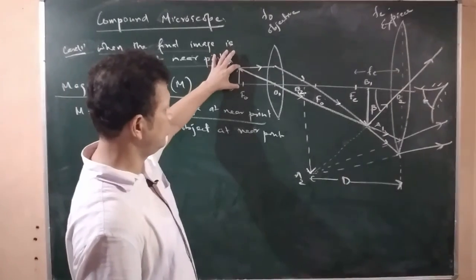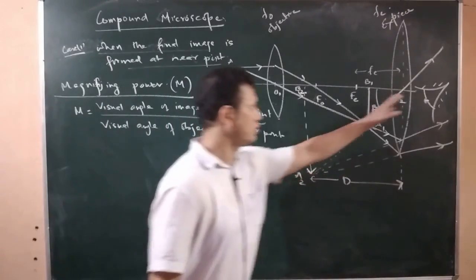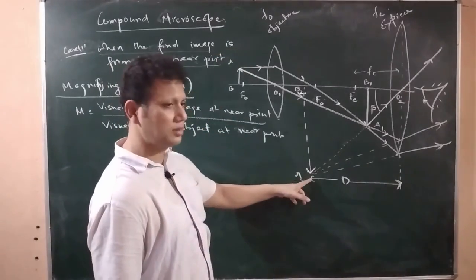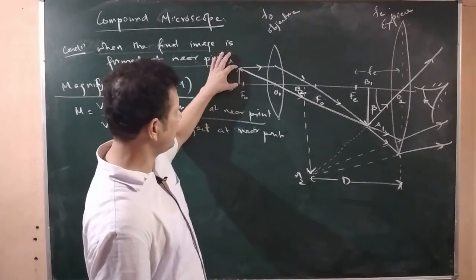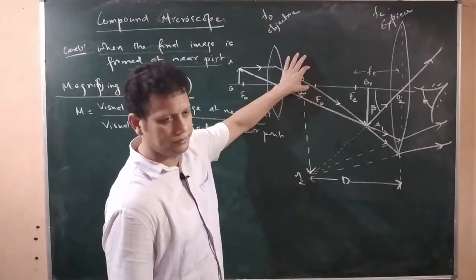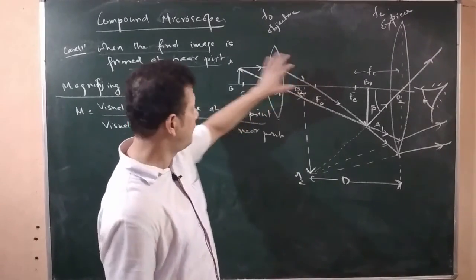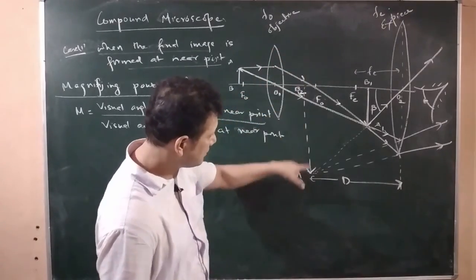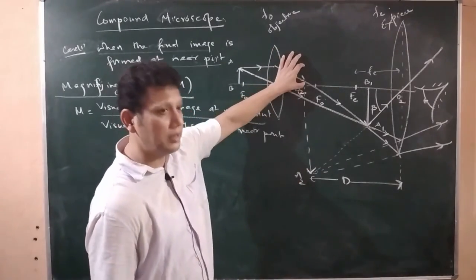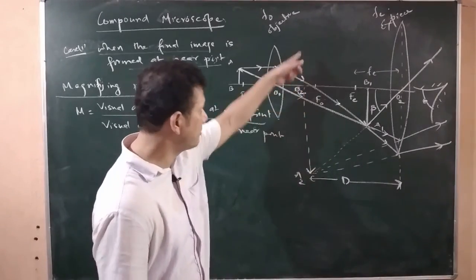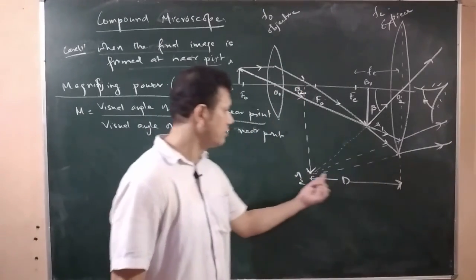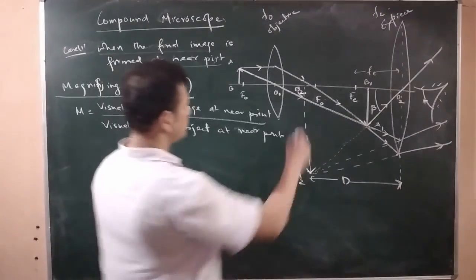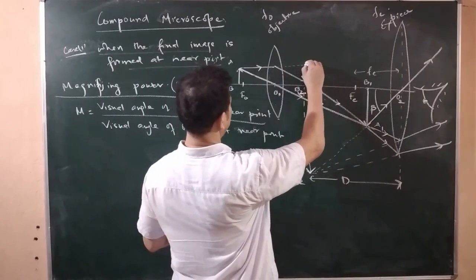Is the object AB at the near point or not? It is here, so we have to shift it from this position to this position, so that both the image and the object are lying at the near point, or at least distance of distinct vision. Then only you can apply this formula. Clear?